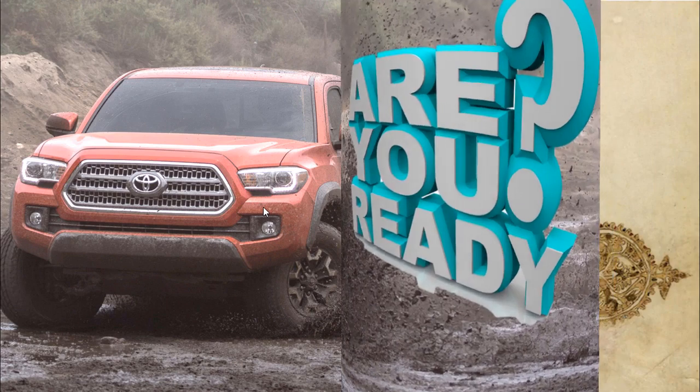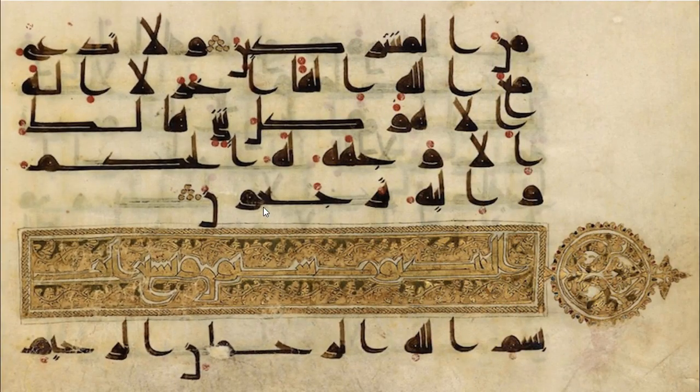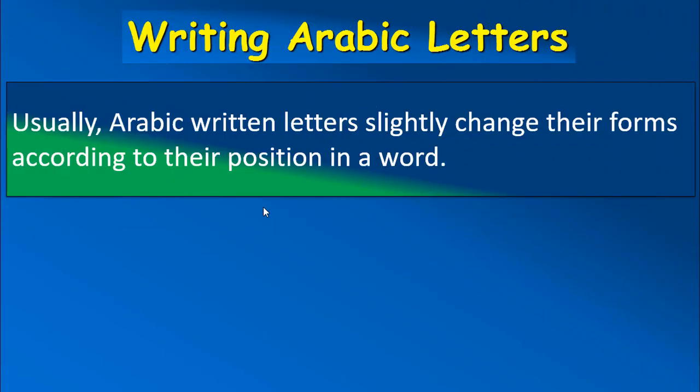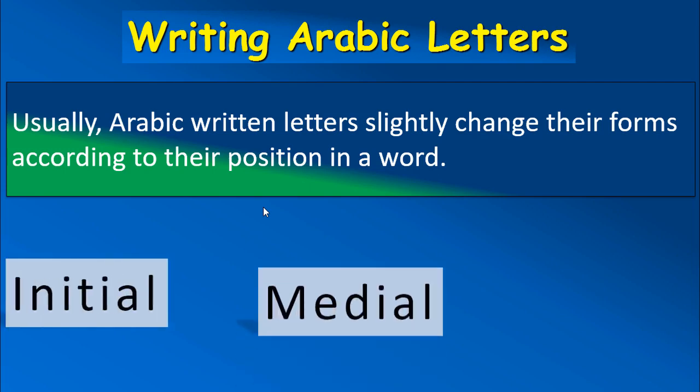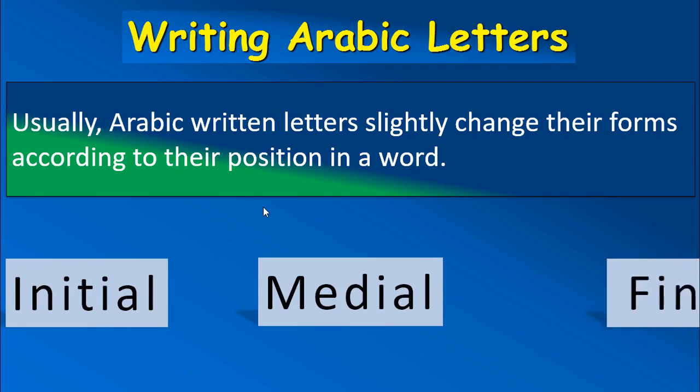Arabic is a cursive language, so when writing a letter or a word, do your best not to lift your pen. Start with the basic shape of the letter, and then place any additional dots or strokes. Pay attention to the writing line, and note which part of the letter belongs above or beneath the line. Usually, Arabic written letters slightly change their forms according to their position in a word. Here we have the initial position, which means the beginning of the word, then the medial position, and the final position.